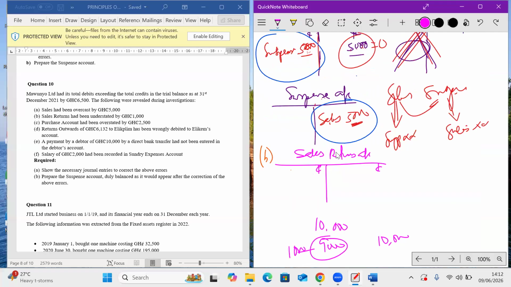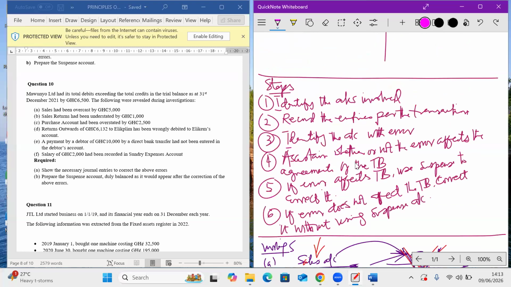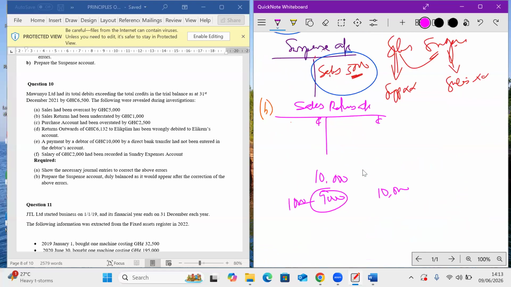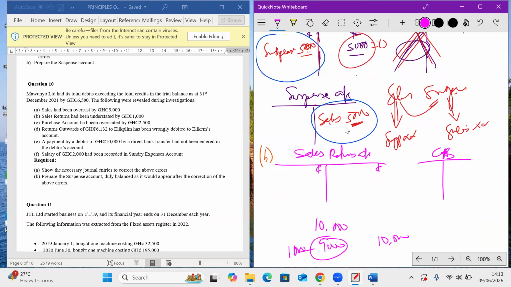Now let's proceed. Identify the account with error. Which account has the error? Sales returns. This same account here, they didn't state the other account, but I can assume that the one we sell to is the one who will return it. Let's say customer B returns some goods to the business. They will record it into the sales returns account. So the account with error is the sales returns.